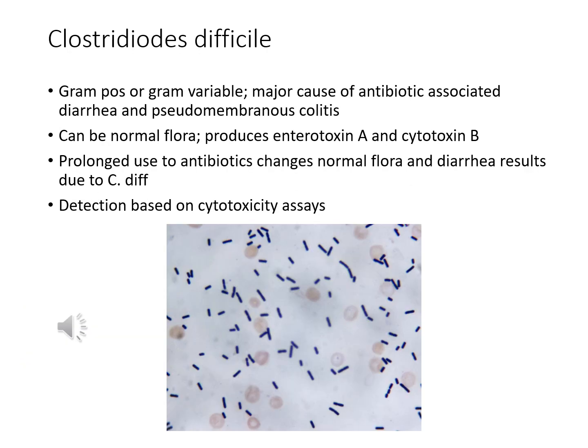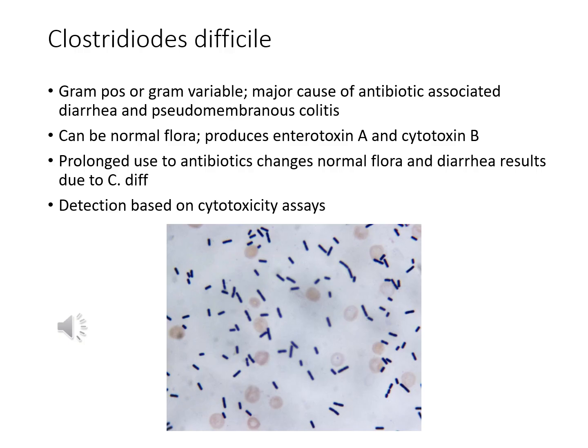And then we have Clostridioides difficile. It is a gram-positive or gram-variable organism. It's a major cause of antibiotic-associated diarrhea and pseudomembranous colitis. It can be normal flora. It does produce an enterotoxin A and a cytotoxin B, which is what causes the damage to the membranes in the colon. It's caused typically by prolonged use of antibiotics. So basically the antibiotics that this patient is on change the normal flora in the gut, which will result in diarrhea. The causative agent is Clostridioides difficile, or C. diff.